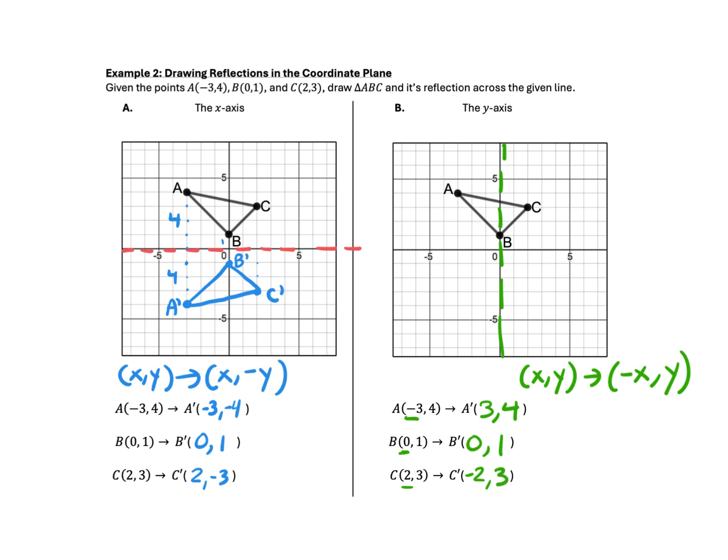The reason why (0, 1) doesn't change at all is because the point B is right on the reflection line, and that means B prime is also going to be right on the reflection line. A and C, though, are going to move to the opposite sides. A over now at (3, 4), so that's A prime, and C prime is at (-2, 3). And there's our reflection.